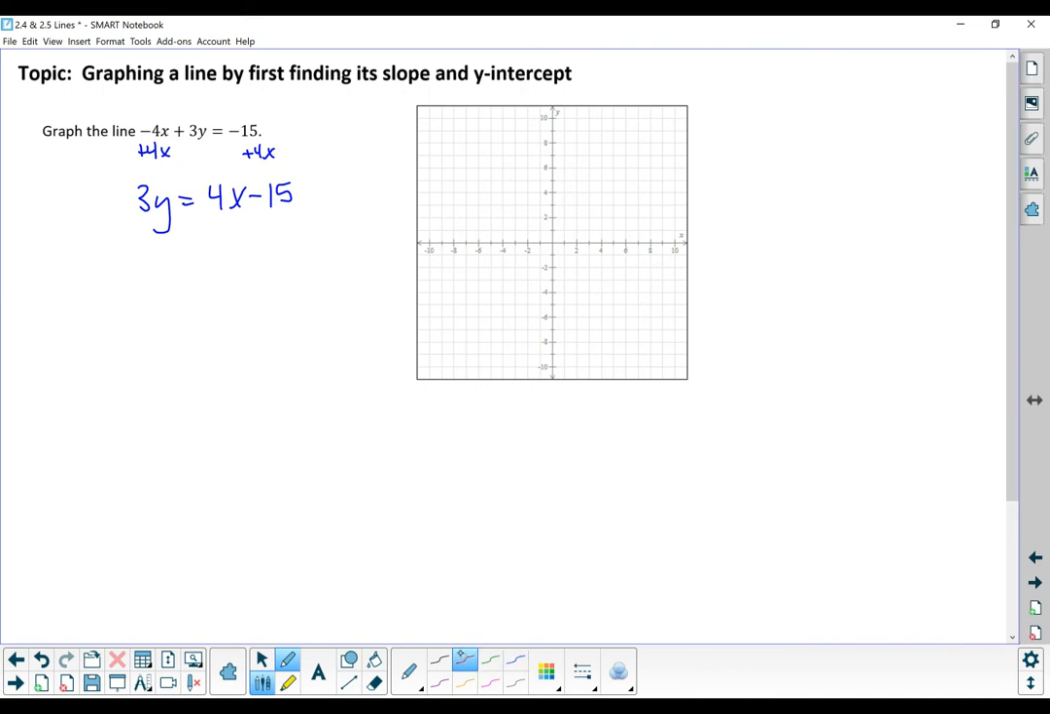When you divide by 3 in this situation, you can kind of think of it as dividing each term by 3. And then you can graph it by finding the slope, the intercept is -5, and the slope is up 4/3. And from there, you'll have your graph.